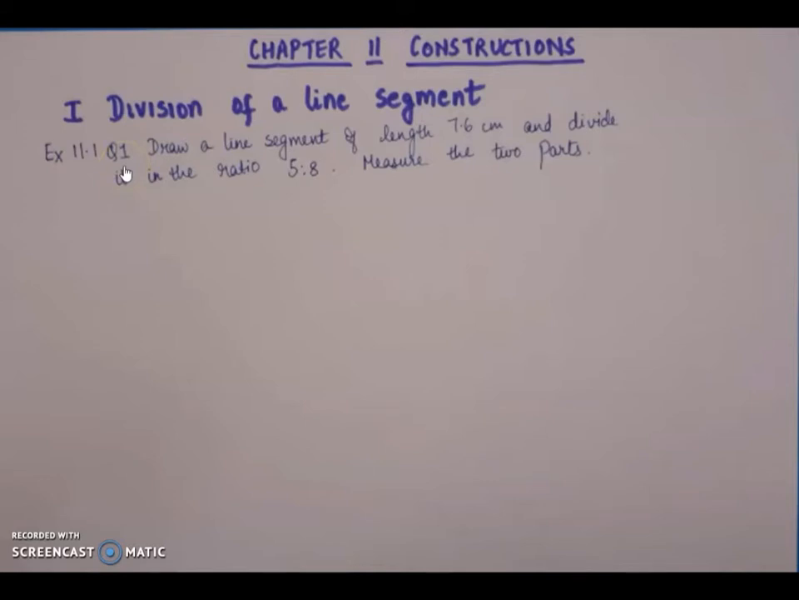So this is question number 1 of exercise 11.1. Draw a line segment of length 7.6 cm and divide it in the ratio 5:8. Also measure the two parts.